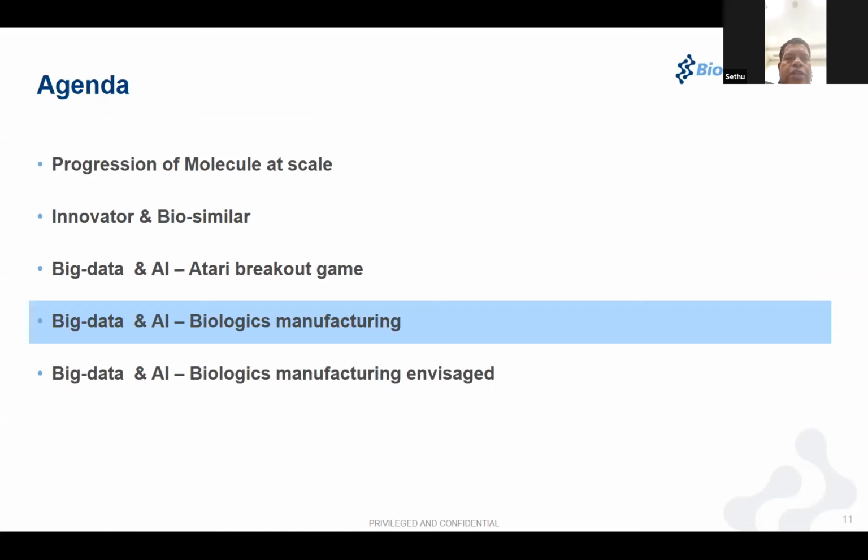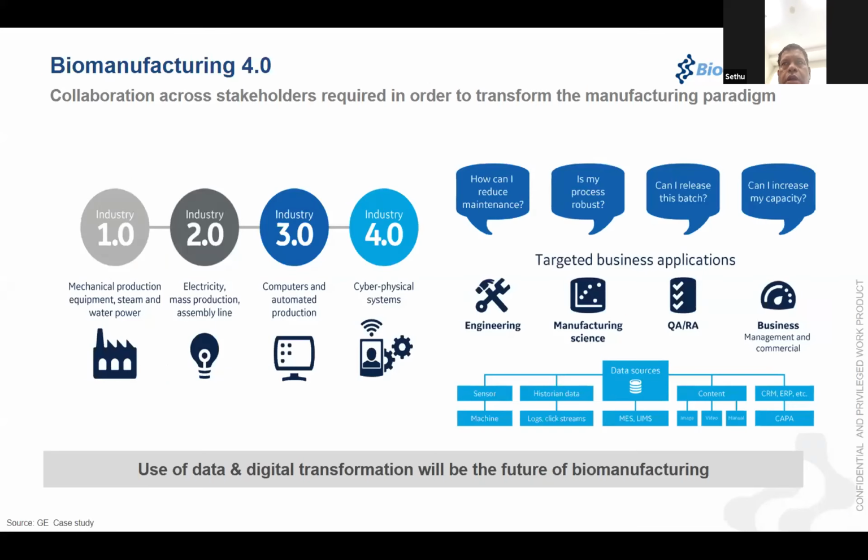Now, having done this, what is the application? Next slide. So where all are we trying to see how we can reduce downtime or increase productivity? With all of this available, you use data, digital transformation, computers, and data analytics. How will collaboration across this enable us to transform the manufacturing paradigm? One is, of course, the engineering science, the manufacturing science, the QA, and the management side of things. What we are essentially trying to focus on is: is my process robust, and how can I reduce my maintenance? How can I get predictive maintenance?